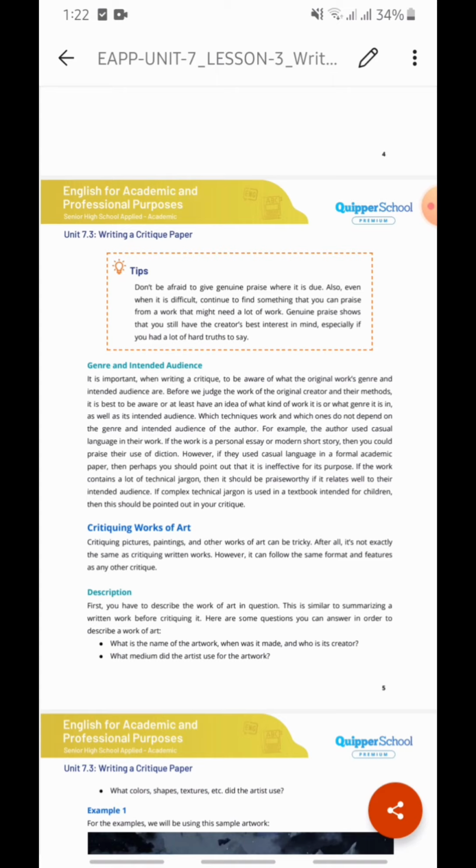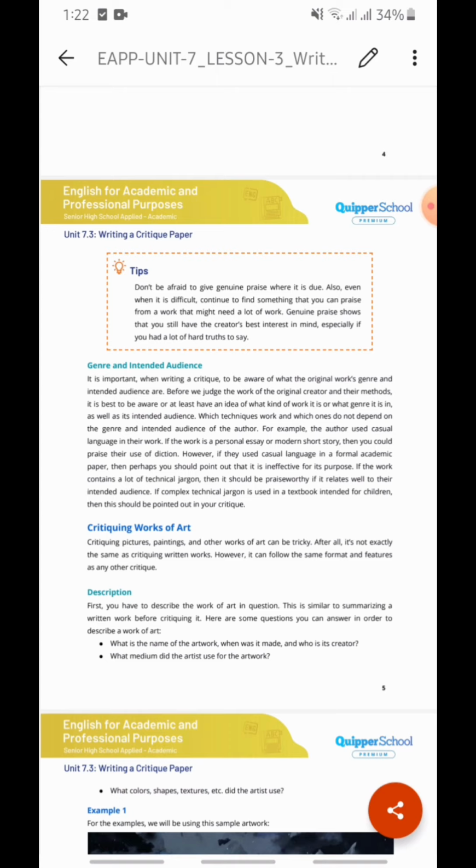Critiquing pictures, paintings, and other work of art can be tricky. Yes, kasi nga daghan kay malibog jud ka kung unsaon nimo pagkabalo, so ang pagsihas sa pag mag-judge ka sa picture. After all, it's not exactly the same as critiquing written works. However, it can be followed the same format and features as any other critic.